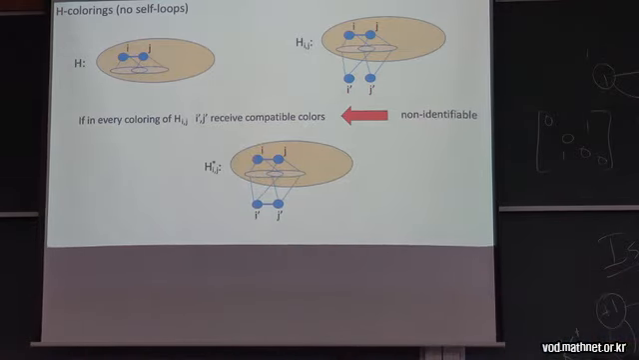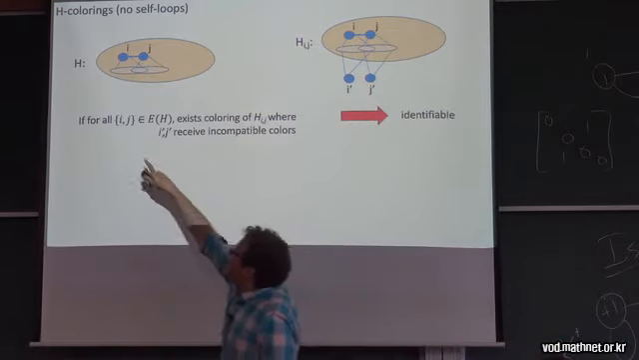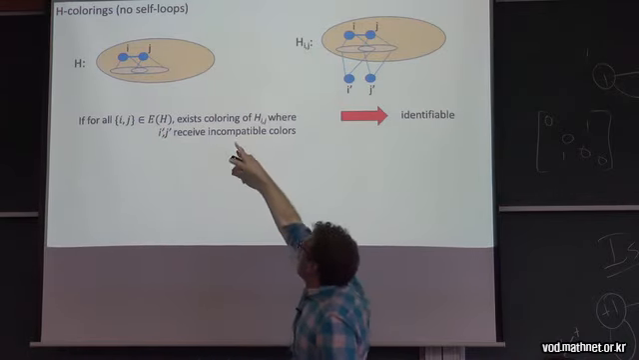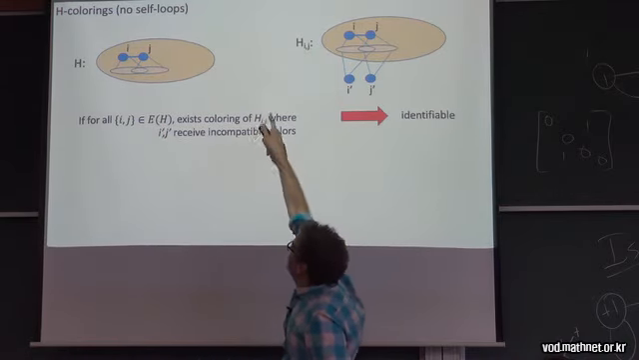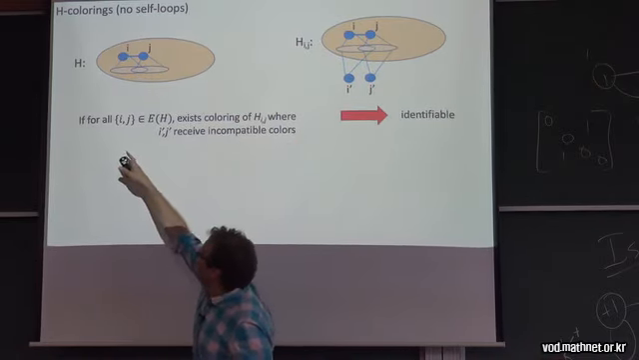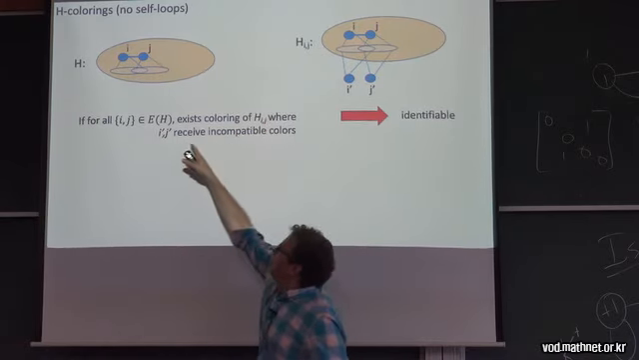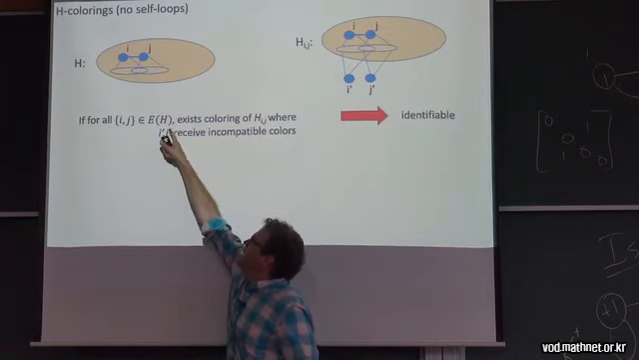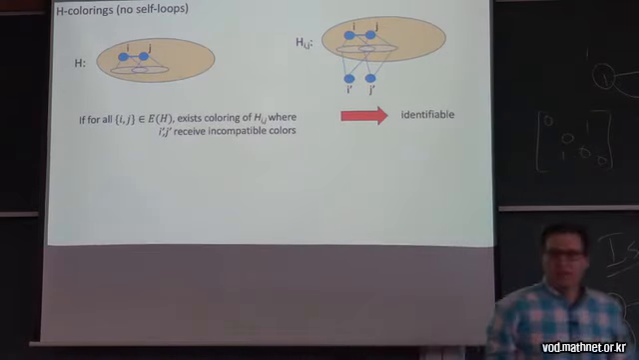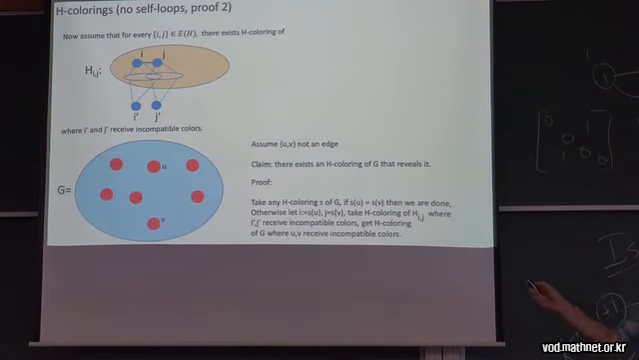I want to just do the contrapositive. So the contrapositive says, it used to be that there was an IJ pair where all colorings of HIJ, they receive compatible colors. Now I'm going to say the negative of that is that for all IJ pairs, there exists a coloring which proves whether or not this edge is there. Now, so assume that's true.